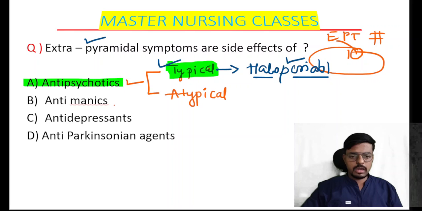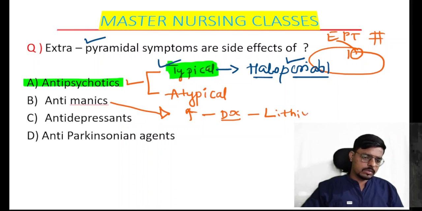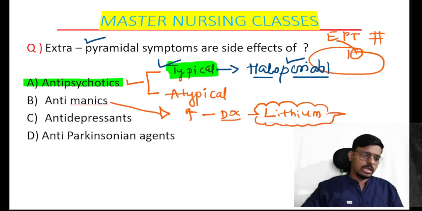Okay, so what about antimanics? Antimanics are the drugs given to patients with mania. Mania is where there is severe elevation in the mood. The drug of choice for mania, the antimanic drug, is lithium carbonate. Lithium is the drug of choice. Students, in lots of nursing competitive exams, they compulsorily ask questions on lithium. We will discuss lithium separately, while discussing the important psychiatric topics for your RRB exams.